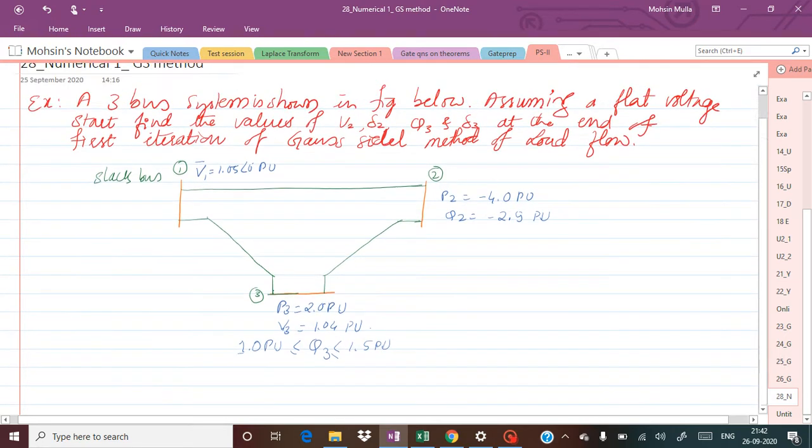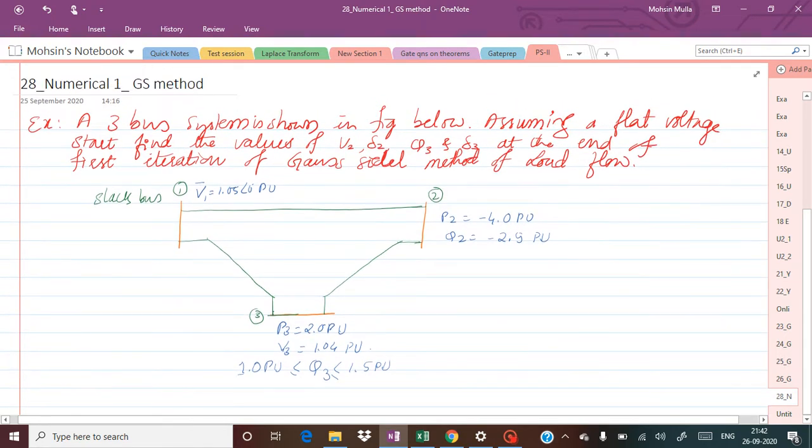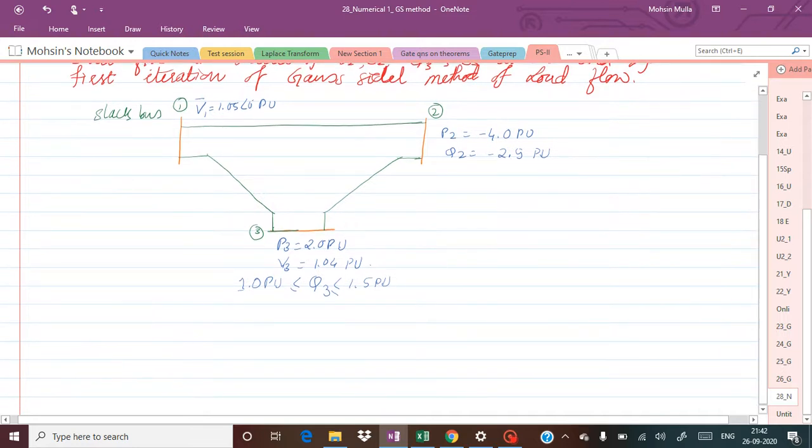Along with these, they have given the bus impedance information so that we can obtain the admittances. Between 1 and 2, the transmission line is indicated as Z12, and it has the real part 0.02 plus imaginary part j0.04 per unit. Similarly, between 1 and 3, Z13, all of these being phasor quantities, is 0.01 plus imaginary part j0.03 per unit.